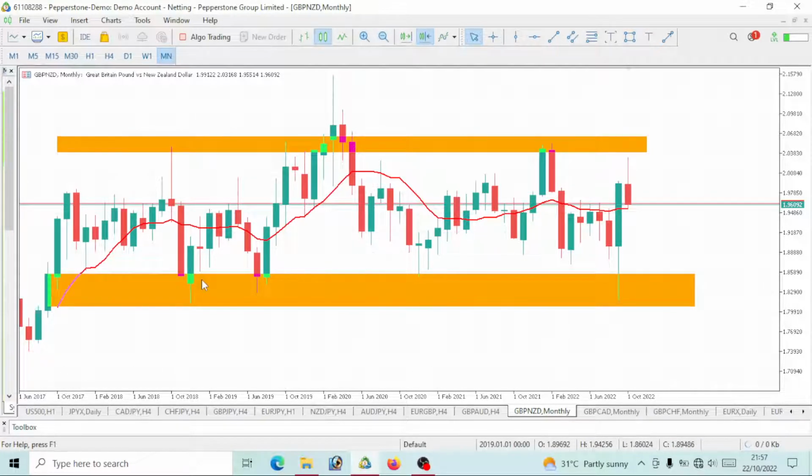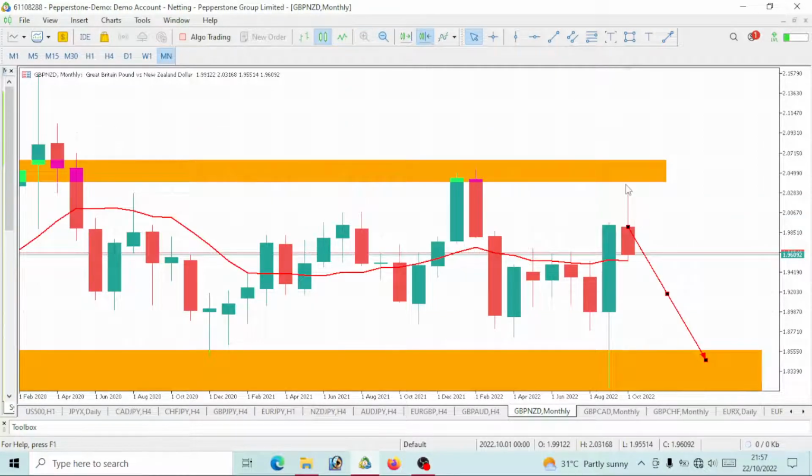I mean, this has been going on for a long time. This is about 5 years now, right? From 2017 to this period, we've been ranging for almost 5 years now. So there's every possibility that we'll continue to go down to our support level. You can see price was close to our resistance level, and we see this rejection, right? And price is now dropping, coupled with the fact that GBP is bearish now.